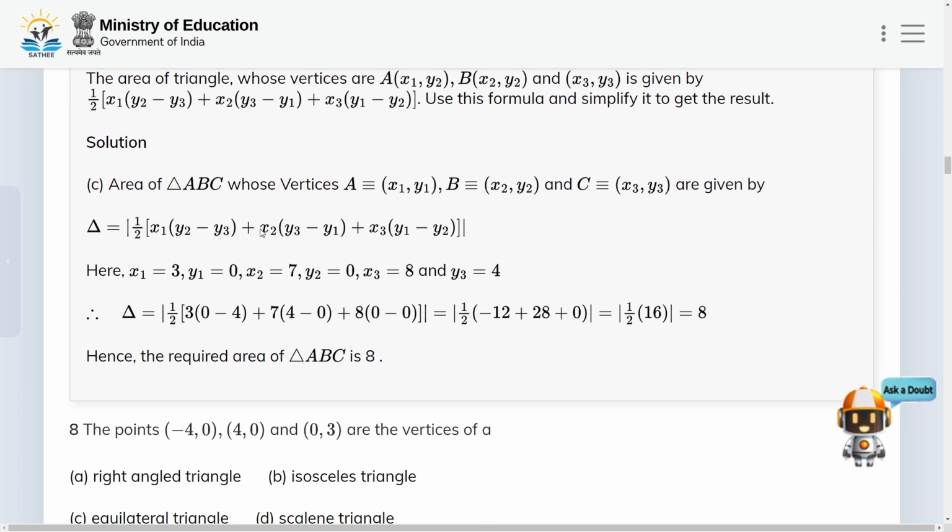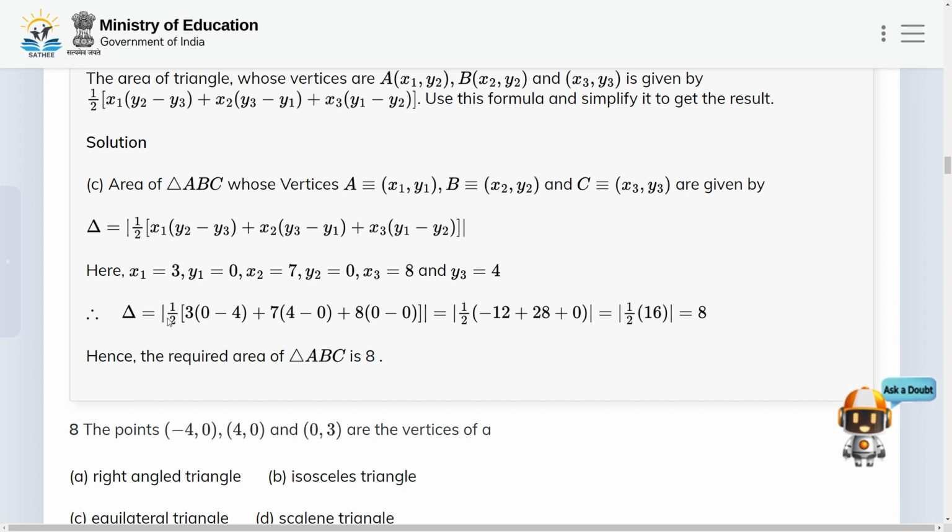So the area of triangle ABC whose vertices are given to us: here x1 is 3, y1 is 0, x2 is 7, y2 is 0 and x3 is 8 and y3 is 4. If we put these values in this formula, then we get the area of the triangle, delta, equal to 1 by 2 times |3 times (0 minus 4) plus 7 times (4 minus 0) plus 8 times (0 minus 0)|, and this is equal to 1 by 2 times |minus 12 plus 28 plus 0|.